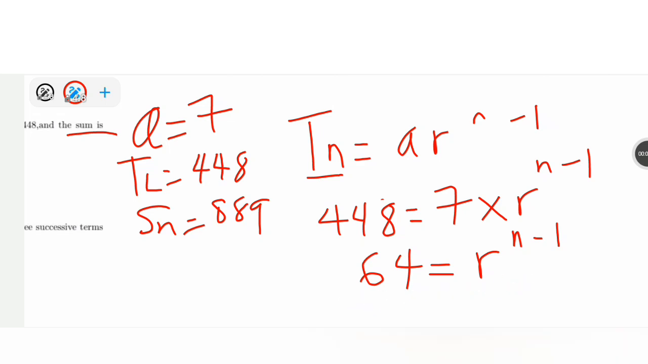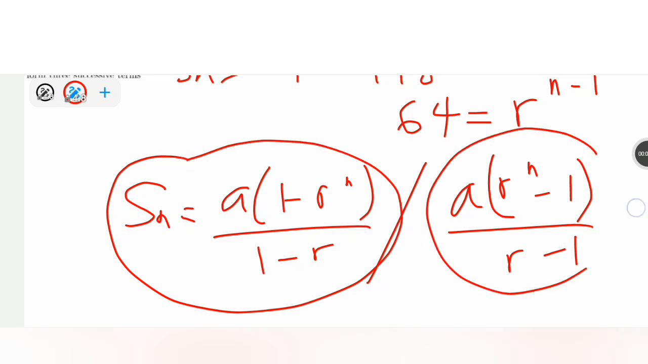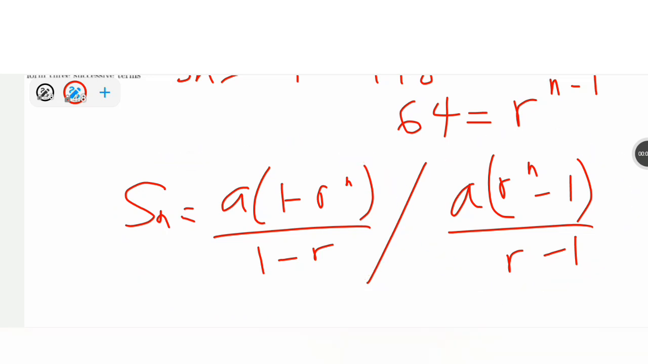Now let's move to the formula for the sum. We're told that the sum is 889, so you have to relate it to the formula for GP. But you have to be very careful. There are two formulas for the sum: the first one here, and the second one here. It depends on the value of r. If r is less than 1, you use this formula here. If r is greater than 1, use this formula here. On this question, how are we going to know whether r is less than or greater than 1?